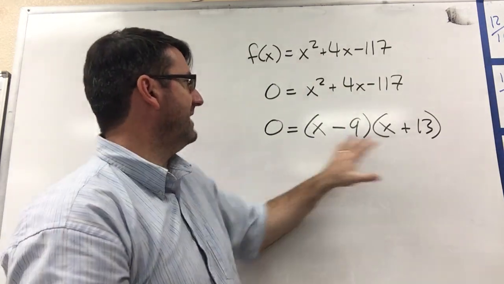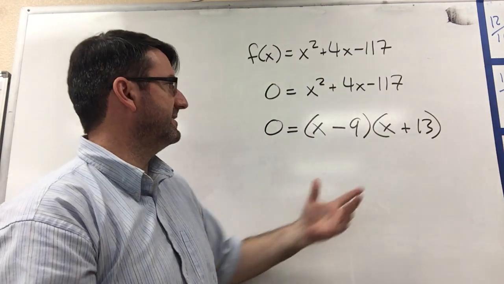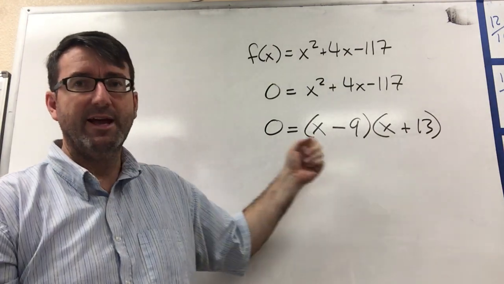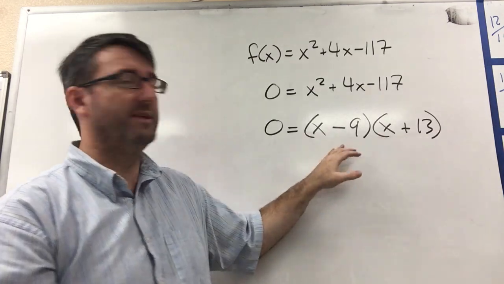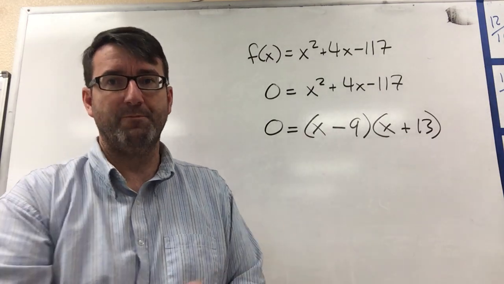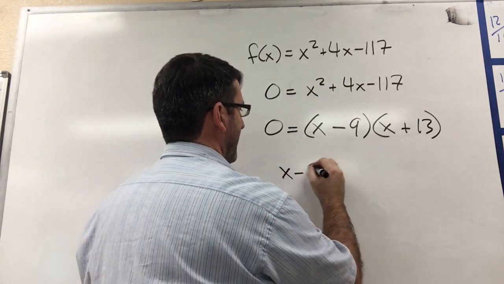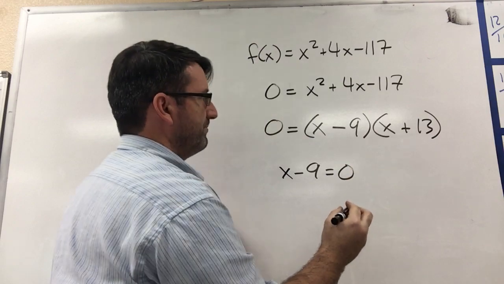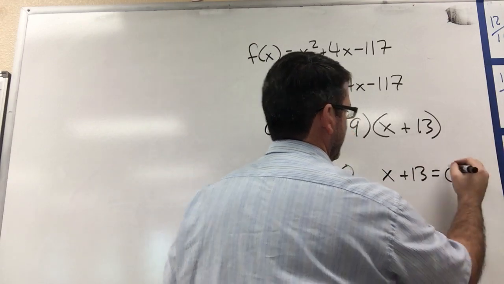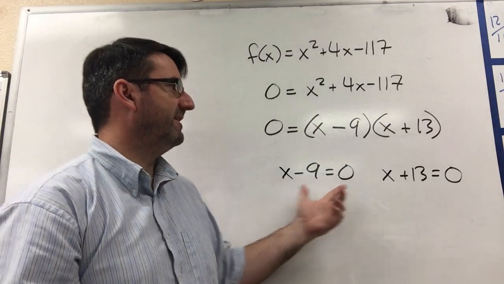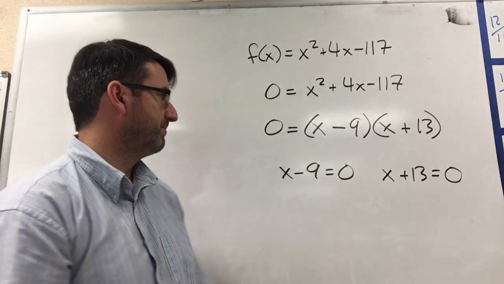All right, so now that we've got this factored out, the zero product property tells us that if we're multiplying two things together and getting 0, the only way to do that is if one of these two things that we're multiplying is 0. So we know that either x minus 9 is 0 or x plus 13 is 0. If any of these is true, then the whole thing is going to be 0.